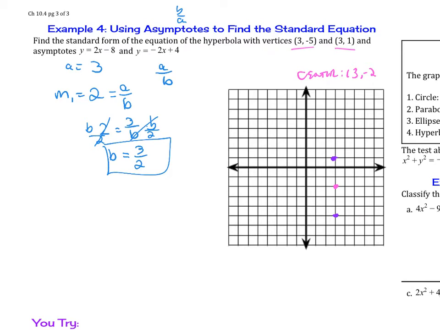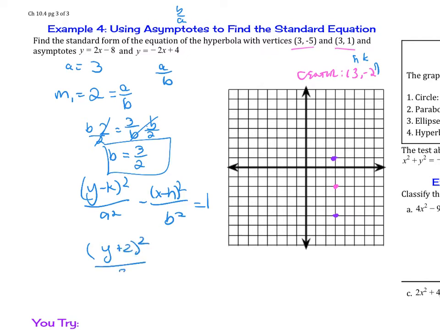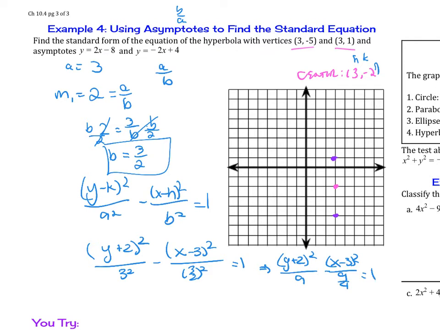So now we can write our equation. So (y minus k) squared over a squared is the formula we're using, minus (x minus h) squared over b squared equals 1. So then we can plug in what we know. So this is h and this is k. So (y plus 2) squared over our a value of 3 squared, minus (x minus 3) squared over (3/2) squared equals 1. And then so this is going to be (y plus 2) squared over 9 minus (x minus 3) squared over 9/4 equals 1.